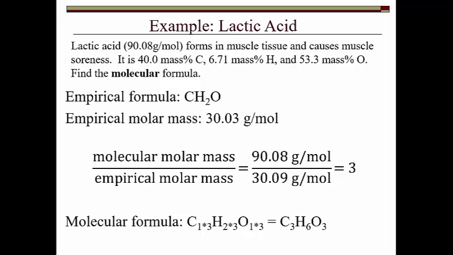Now, to check your work, you can calculate the molar mass of C3H6O3 and make sure that it corresponds to the 90.08 that you were given in the problem. So that's a nice way to double check your work. Okay, that's it, folks. That's all you need to do to find the molecular formula: find the empirical formula, find the mass of the empirical formula, divide it into the molecular molar mass to get your multiplier, and then multiply all of your subscripts by that small whole number. And that gives you your molecular formula.